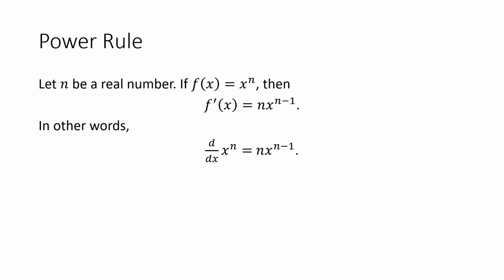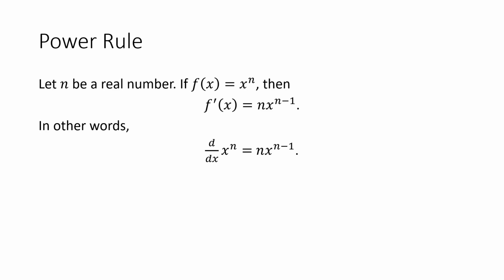Our second rule is the power rule, right? We'll let n be a real number. If f of x is equal to x to the n, then the derivative of f of x is equal to n times x to the n minus 1. Or in other words, d/dx of x to the n is equal to n x to the n minus 1.